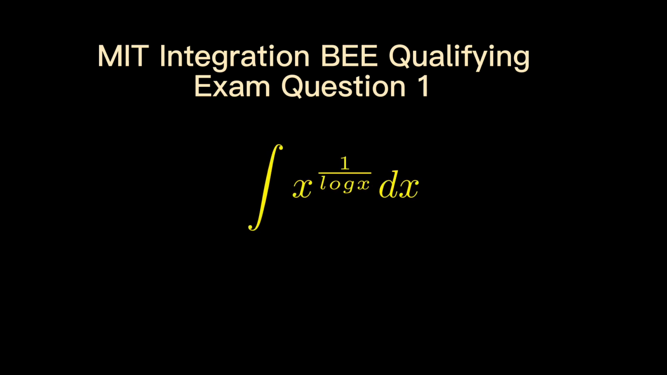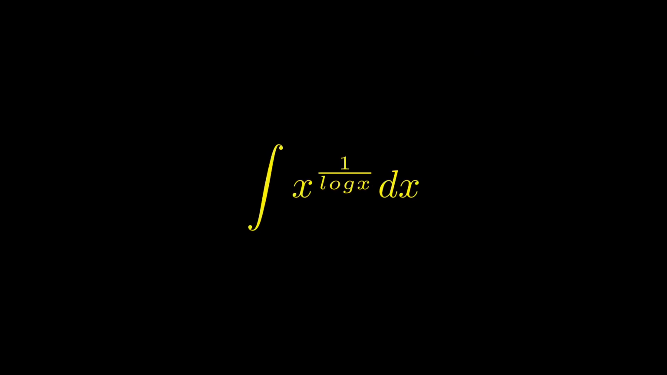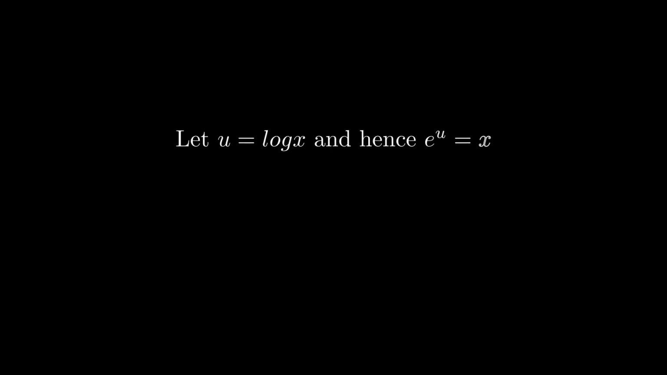Integration B entrance examination question 1 looks very complicated at the very outset, but actually it's a very simple problem. So I'll begin with a simpler way of approaching it, and first is by substituting log x with u, and therefore when we differentiate u with respect to x, we get 1 over x.